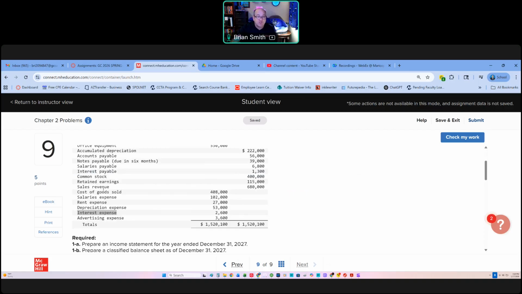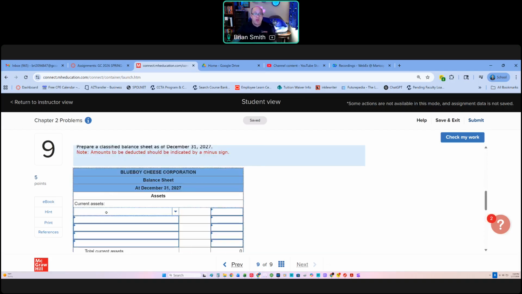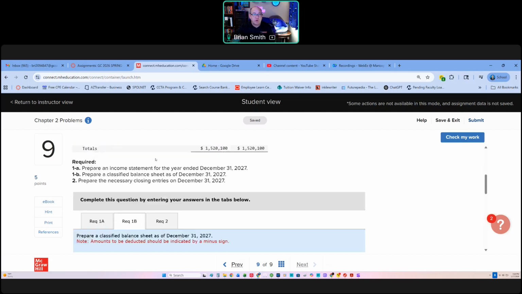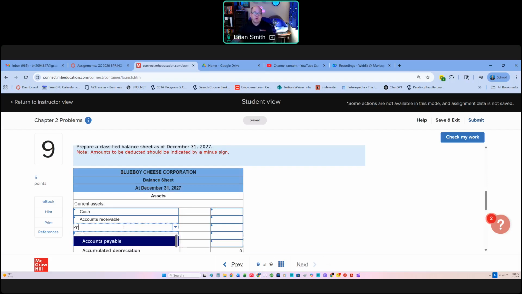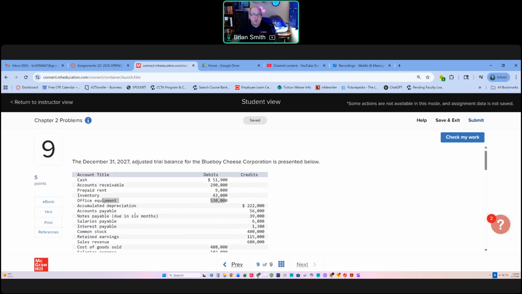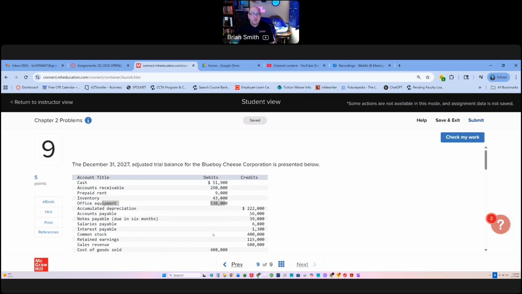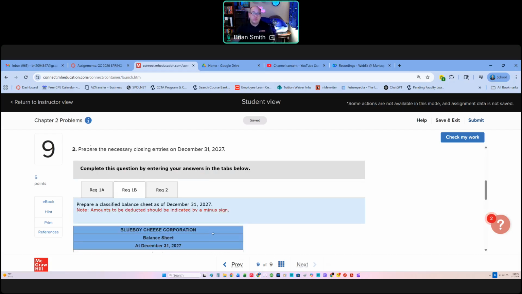Let's start with cash, accounts receivable. This is the classified balance sheet, so we've got to do current assets. Cash, accounts receivable. What else? Let's see. Prepaid rent, inventory, office equipment. Boom, that's where we stop. Okay, so for current assets we need to put prepaid rent and inventory. Those balances there: 51.9 for cash, and then 290,000 for accounts receivable.